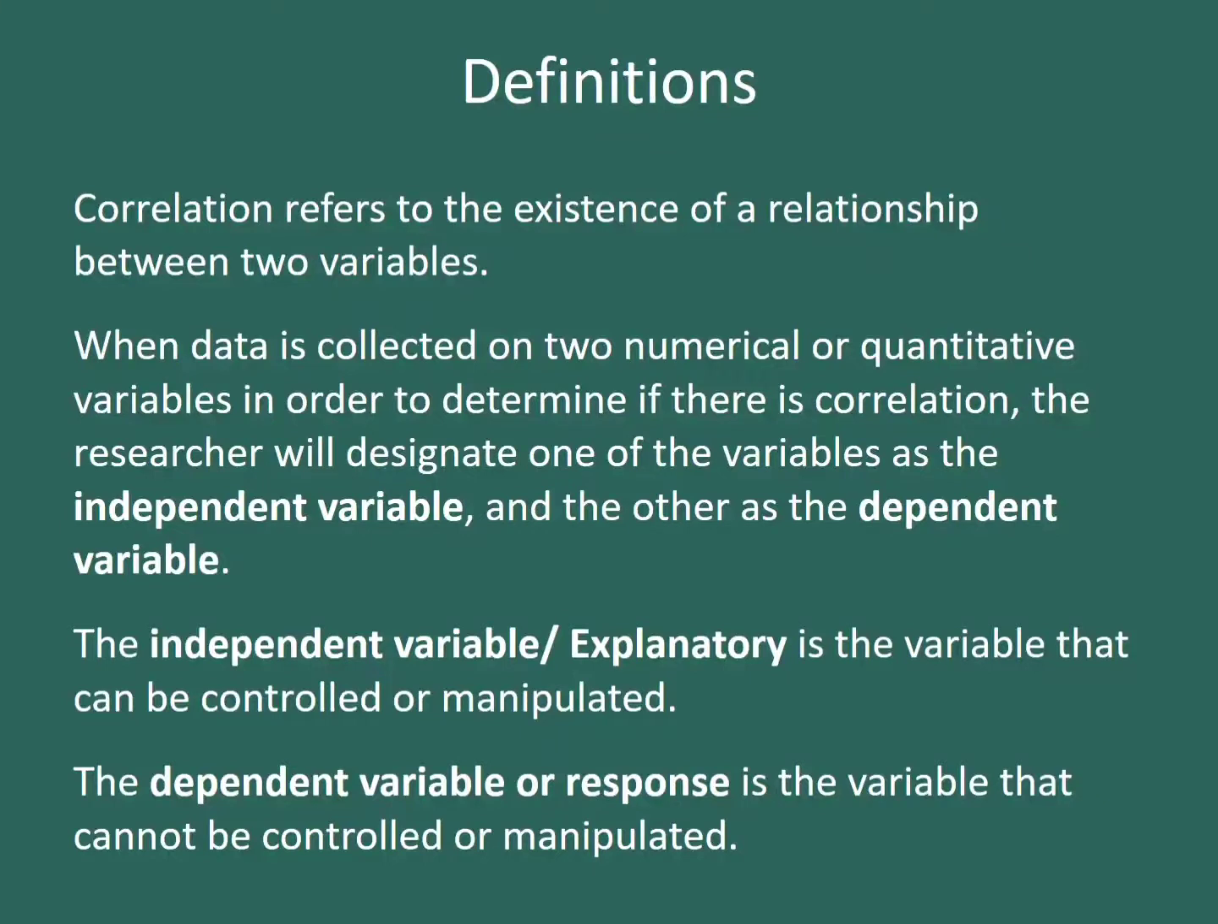So in this case, which one's the independent, which one's the dependent variable? Well, let's look at the definitions here. When data is collected on two numerical or quantitative variables, in order to determine if there is a correlation, the researcher will designate one of the variables as the independent variable and the other as the dependent variable. So the independent variable, the explanatory variable, if you remember from chapter 1, the variable that explains, that's the way I would put it, it explains what's happening, is the variable that can be controlled or manipulated.